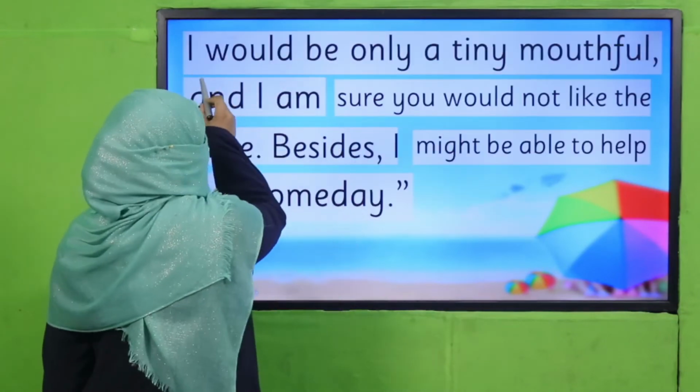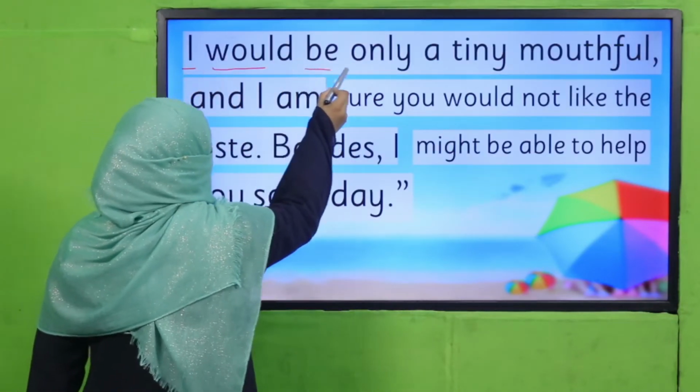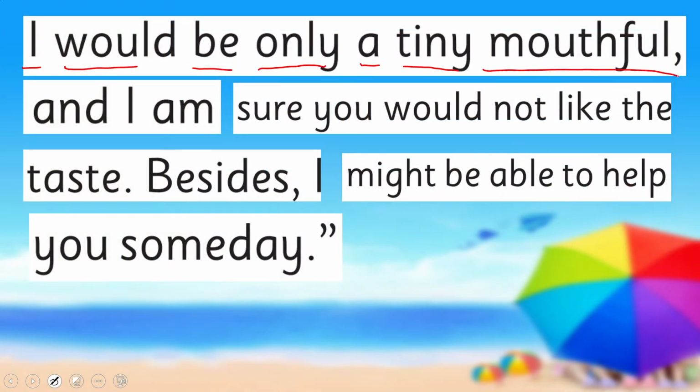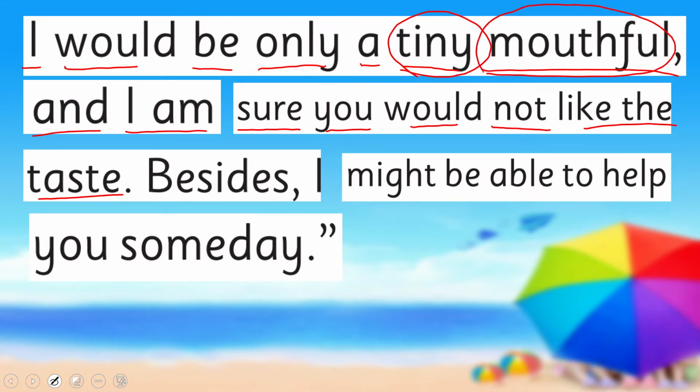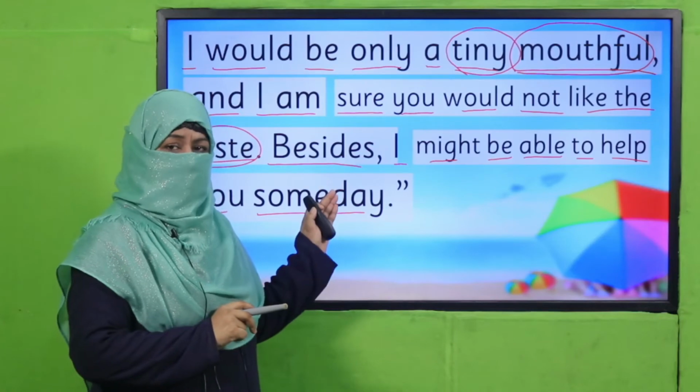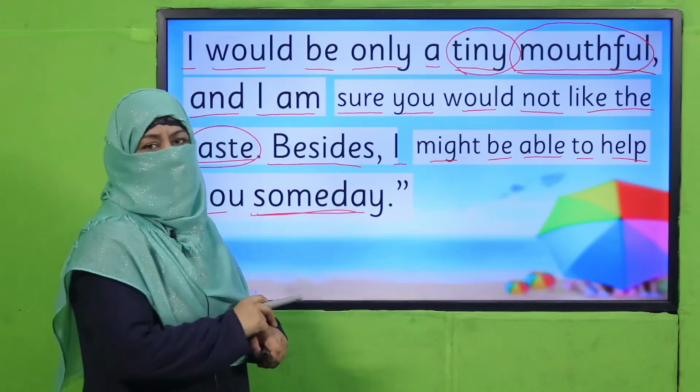Okay. Now what is the mouse saying? I would be only a tiny mouthful and I am sure you would not like the taste. Now he wants to save his life and what is he saying? First he said, I'm a little one and I'm just a mouthful, just like a morsel, and my taste is also not good, so don't eat me. Besides, I might be able to help you someday. And further he's saying, if you save me, I might be able to help you one day.